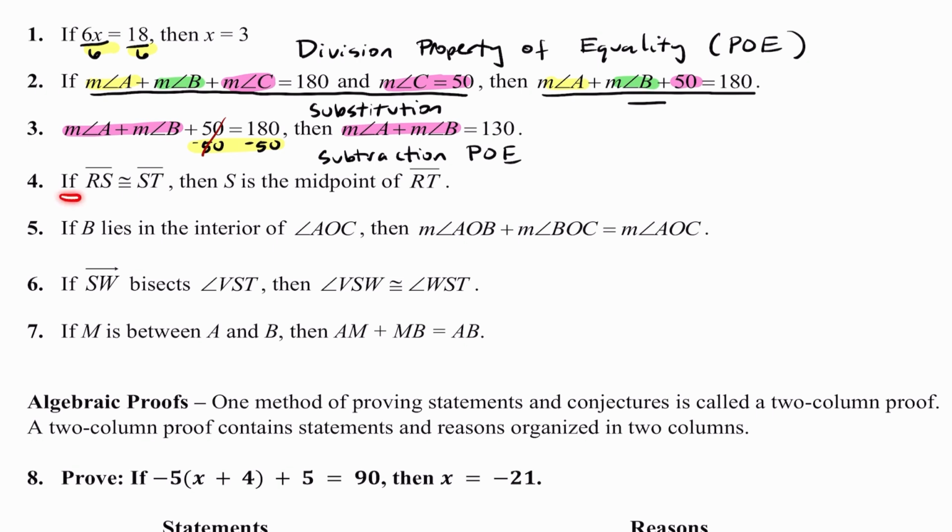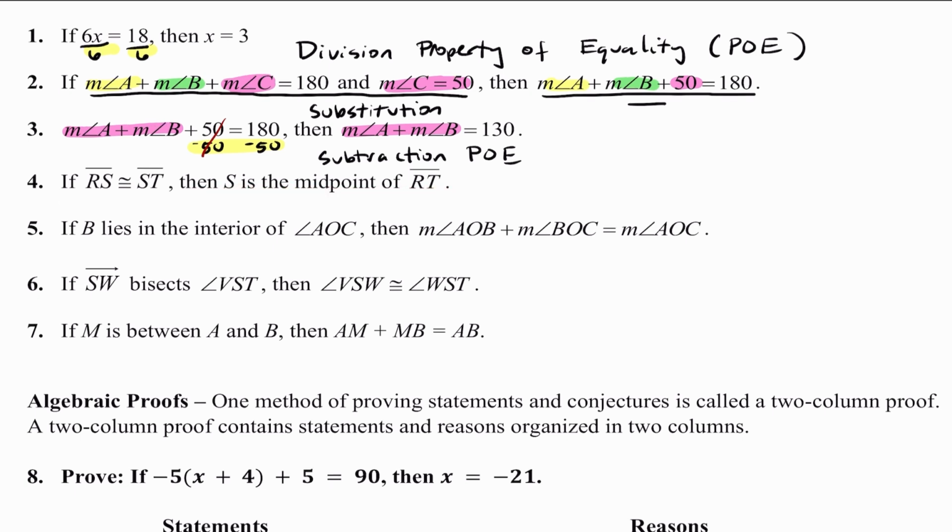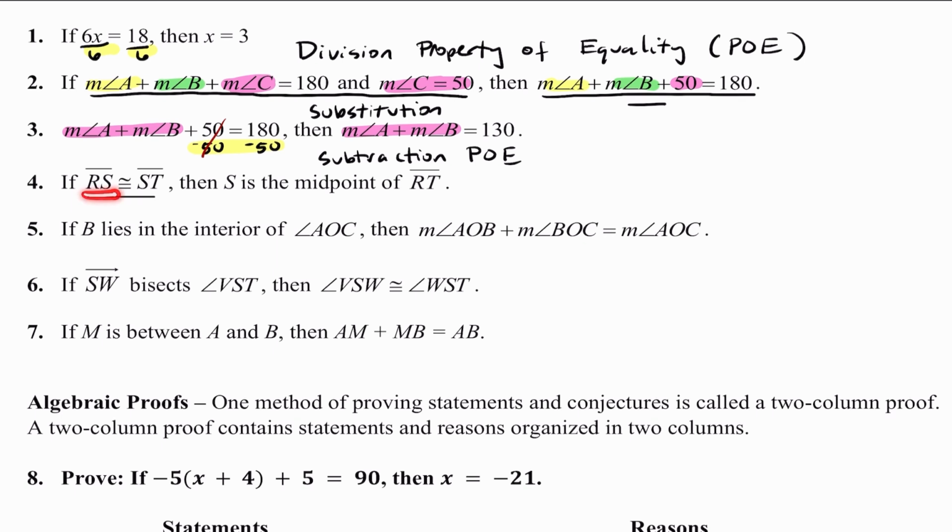Number 4, if segment RS is congruent to segment ST, then S is the midpoint of segment RT. So segment RS is congruent to segment ST. That's our hypothesis, which we will assume true. What I like to do here is draw a picture. This part is congruent to that part. So I'm going to draw a segment and show that segment RS is congruent to segment ST.